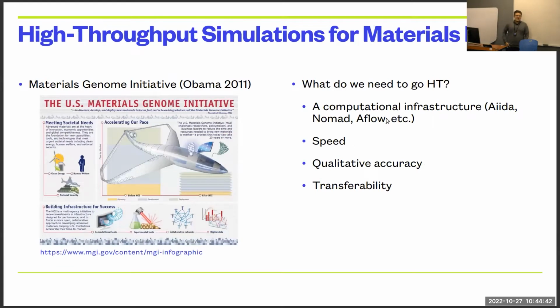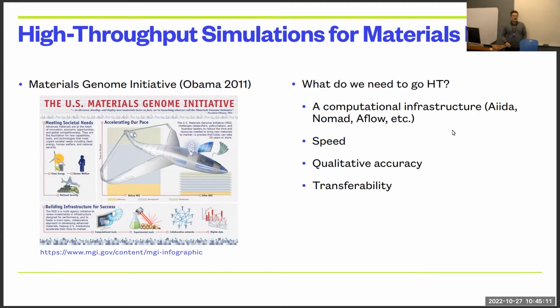And this idea of high throughput simulations for materials really started in 2011 with the Materials Genome Initiative, which was brought forward by the Obama administration. The idea of this initiative was really to accelerate the time to market for new materials. And one of the key aspects was the computational design, or computational tools, to help design materials.